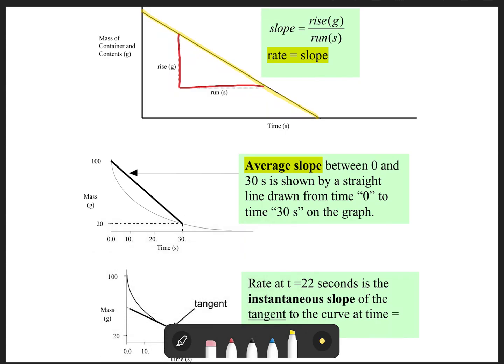In this time interval, we're going to look at the average slope between 0 to 30 seconds by drawing a straight line that touches the curve at 0 to 30 seconds, which is the highlighted line there. We can then find the slope of this straight line by taking the rise over the run, and that would give us our average slope.